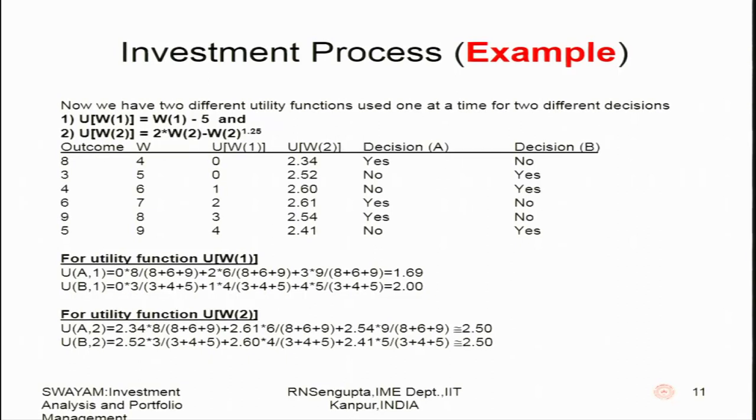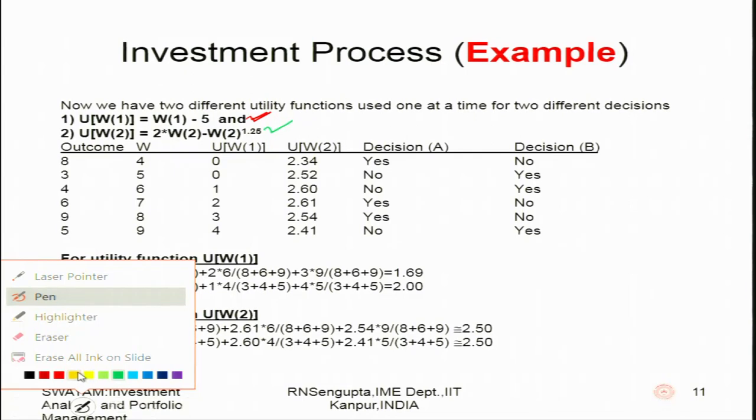Now, let us change the example a little bit, where I consider there are two decisions and two utilities. So, what are these utilities? The first one, I put a tick mark in red, the utility function is W1. Again, this W1, W2 are specific to utility functions 1 and 2, the way they are being denoted, but W actually means the wealth. So, the first one I marked using the red tick mark, and the second one I mark using the green tick mark. The first one is a linear utility function, the second one is not a linear utility function. Now, for these two utility functions, I have two different decisions.